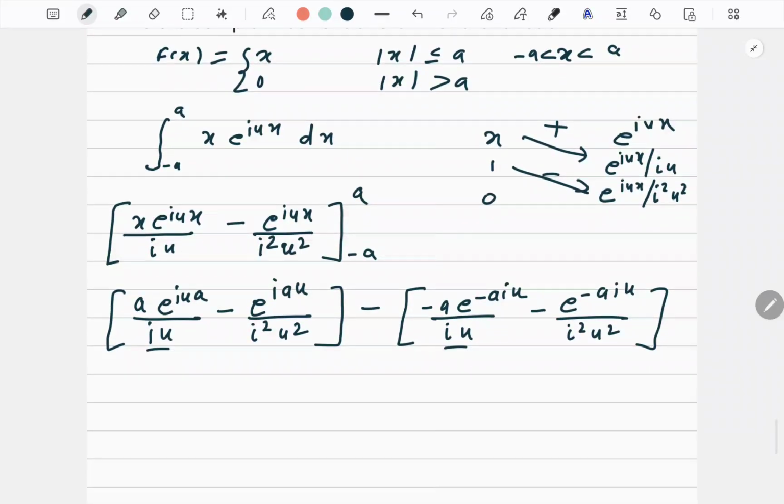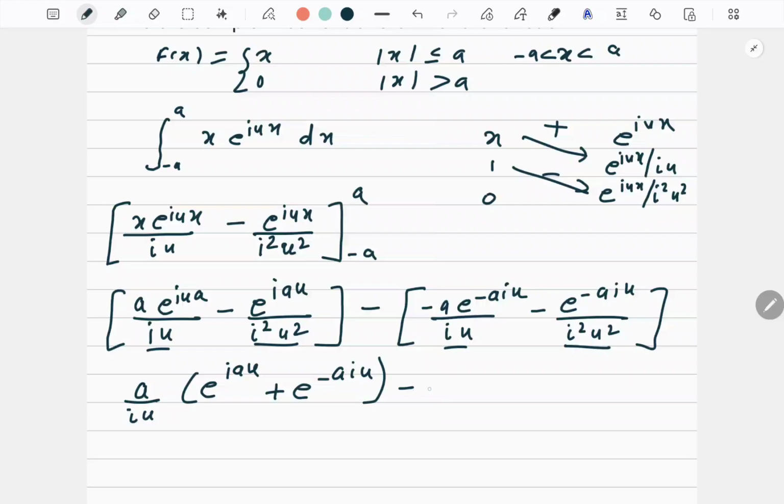Now combine the like terms. These two have the same denominator. I will pick them together. So a upon iu, in bracket e to the power iau plus e to the power minus iau. Now this term and this term. So what is common here? I can take minus e to the power minus minus 1 upon, one second.